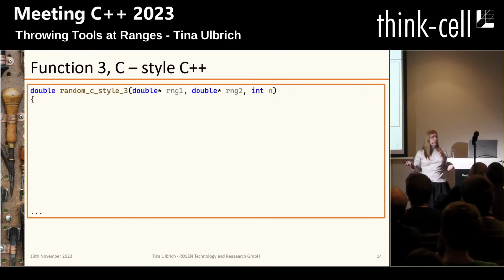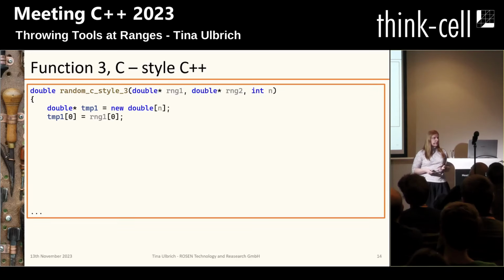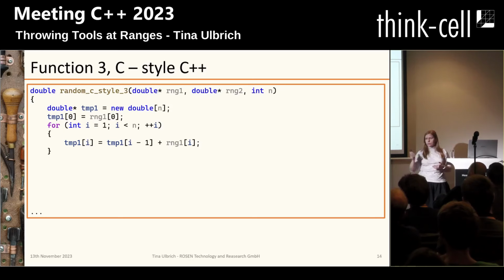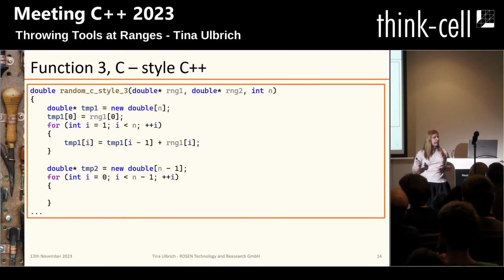So for C-style, we of course don't have any algorithms here. I should have used some comments in order to make this a little bit more readable, but I wanted it to fit on the slide. This is the partial sum. This is the thing with a sliding view with the two elements.